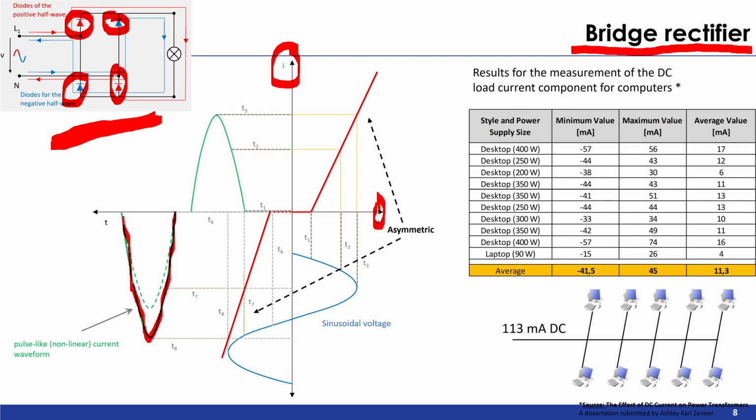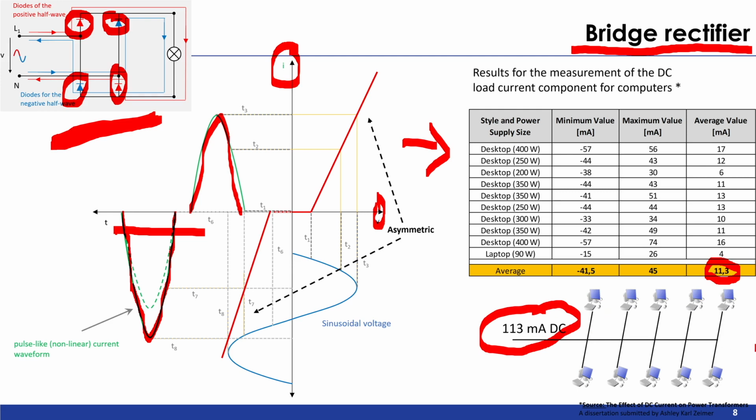This negative 50 Hz half cycle is bigger than the positive one. That means we have a small DC offset. On the right side you can see a table from different computers, and they all have a DC component, with an average value of 11.3 milliamps. If you sum up these milliamps for 10 computers, for example, you can have something around 130 milliamps DC in just a small office.